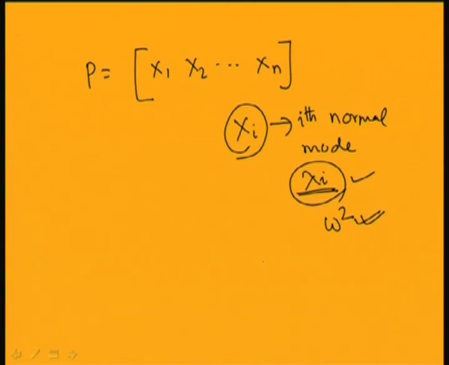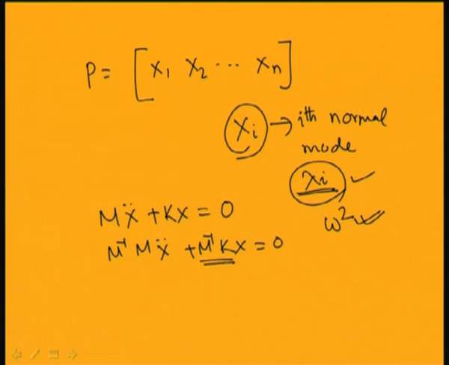When one does the stiffness matrix formulation, the equation of motion can be written in this form: m x double dot plus k x equal to 0 for free vibration. You can write this as m inverse m x double dot plus m inverse k x equal to 0. So, m inverse k equals A, and this is I. The equation reduces to I x double dot plus A x equal to 0.